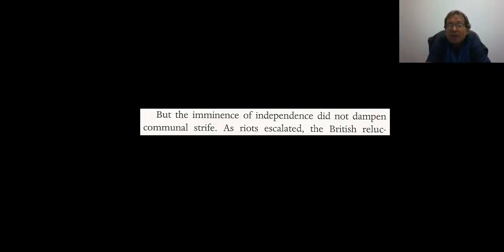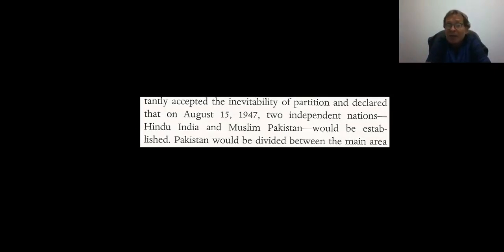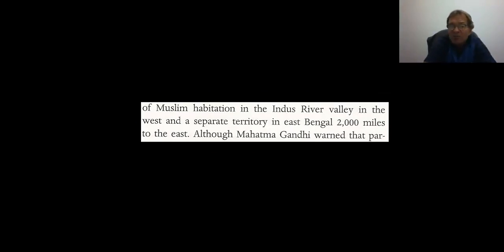As riots escalated, the British reluctantly accepted the inevitability of partition and declared that on August 15, 1947, two independent nations, Hindu India and Muslim Pakistan, would be established. Pakistan would be divided between the main area of Muslim habitation in the Indus River Valley in the west and a separate territory in East Bengal, 2,000 miles to the east.